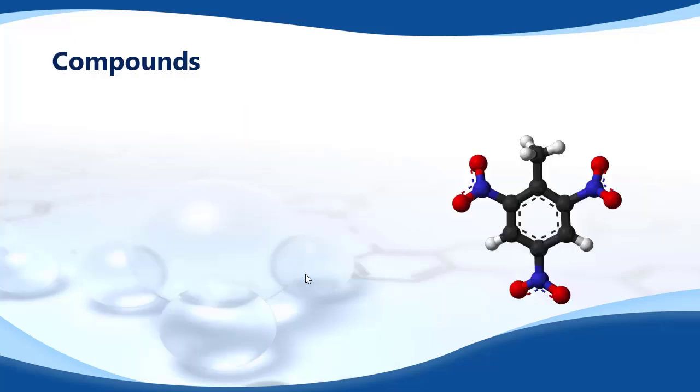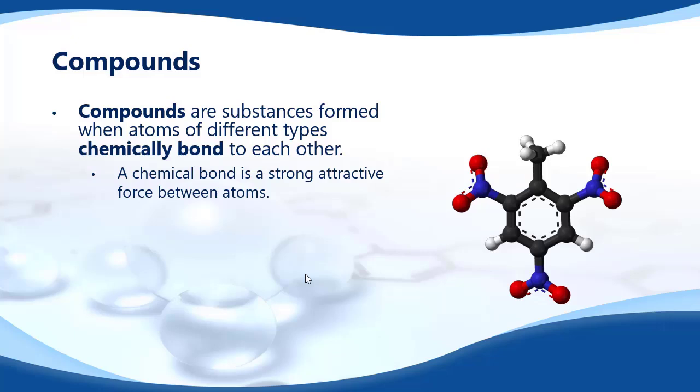Our other pure substance is called a compound. Compounds are just different types of atoms that are chemically bonded to each other. Right? A bond is just a very strong attraction between atoms that comes about because you are either gaining or losing, which is ionic, or sharing, which is covalent, electrons.